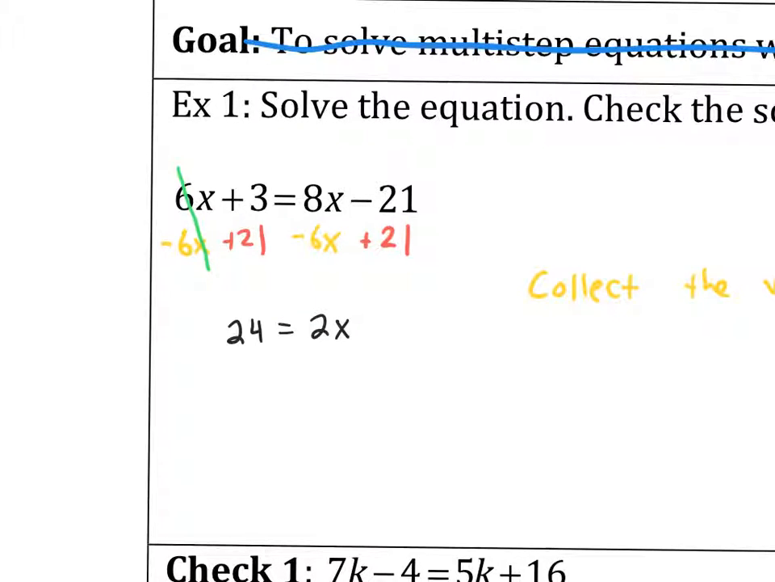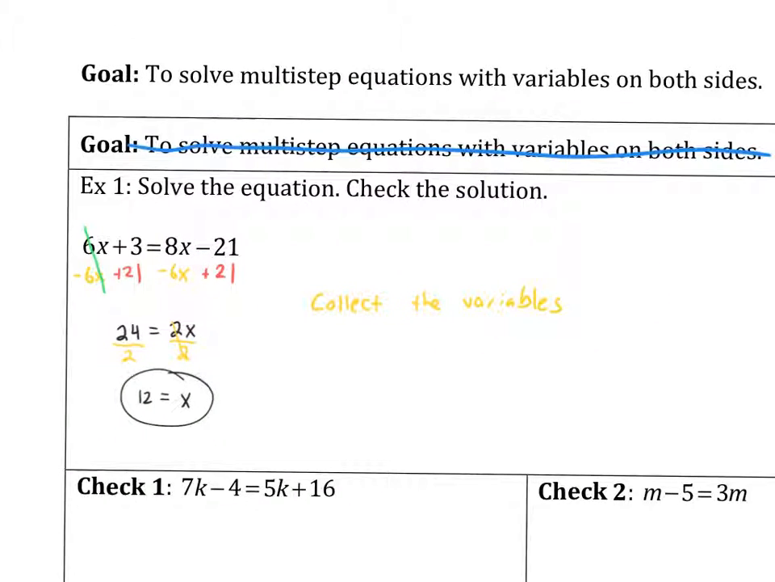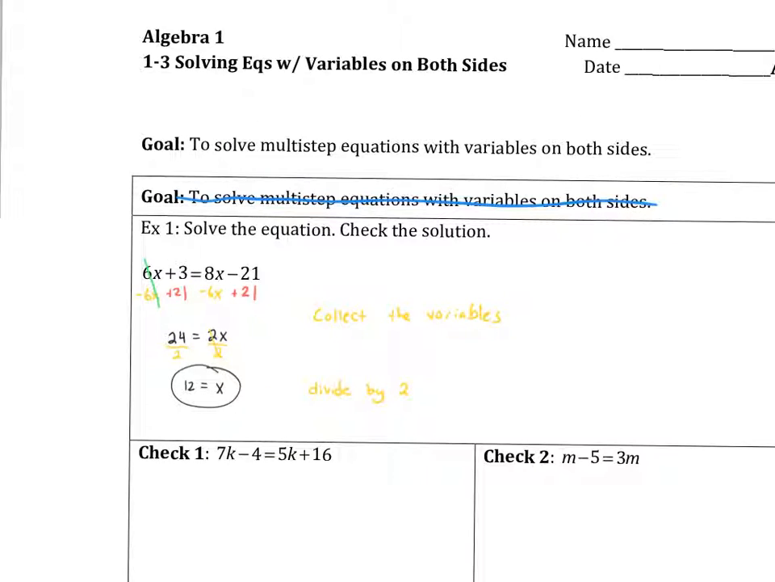I'll show the work, but you don't have to show this. I'm going to divide by 2 here in order to isolate the x. So I need to divide the other side as well. In the end here, I get x equals 12 or 12 equals x. Commit to it, put a ring around it. Just to provide the steps, after I collected the variables, I then divided both sides by 2. You could also say I isolated the variable. So I collected the variables, and then I isolated.